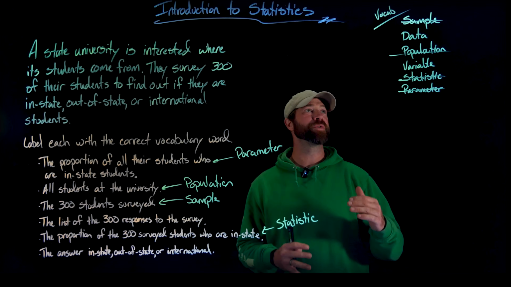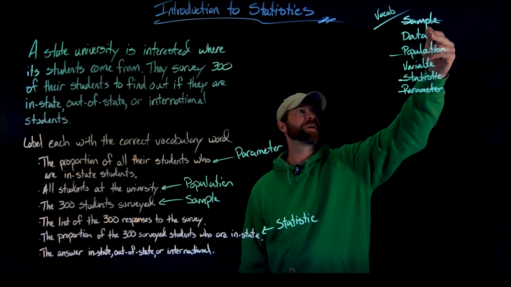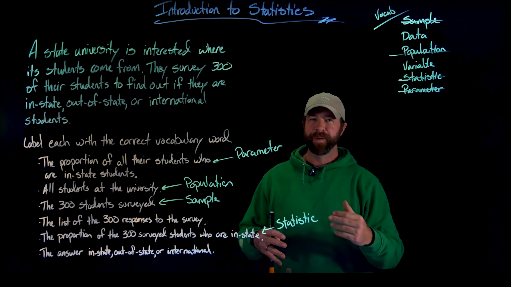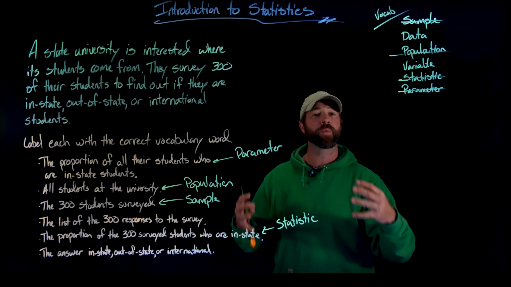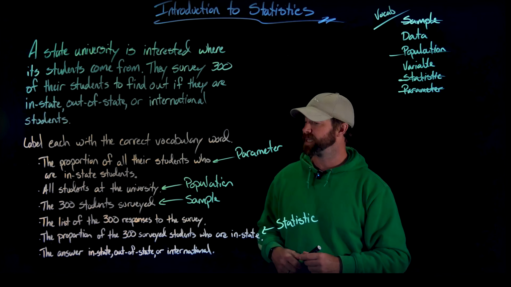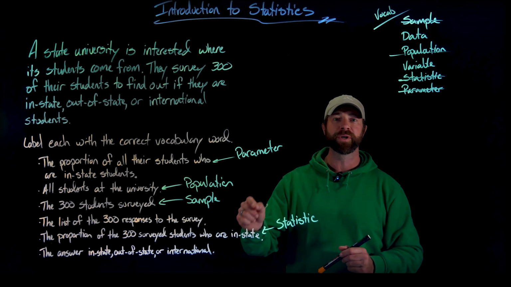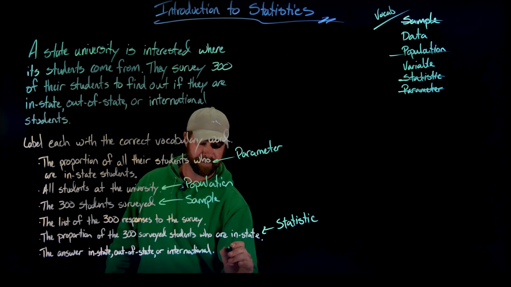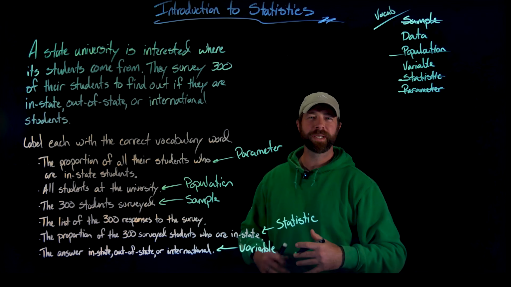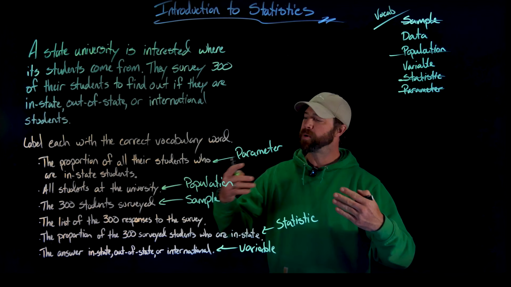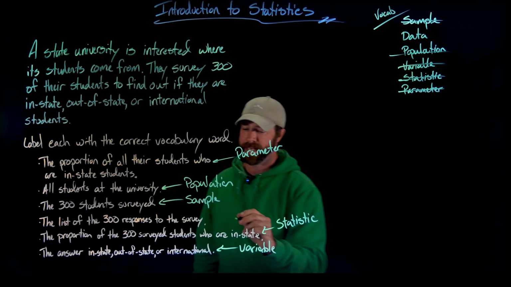And we only have 2 vocabulary words left, and actually only 2 things to choose from. We have data and the variable. The variable is what we're trying to get information about. The data is that actual information that we have found from our surveying in this case. So we have the answer of in-state, out-of-state, or international. That is actually our variable. That's what we're testing, or what we're looking to know more information about. And we've got that information in the list of those 300 responses, and that is the data.